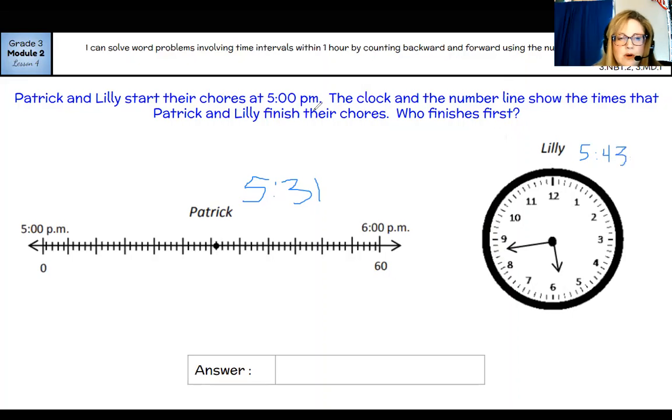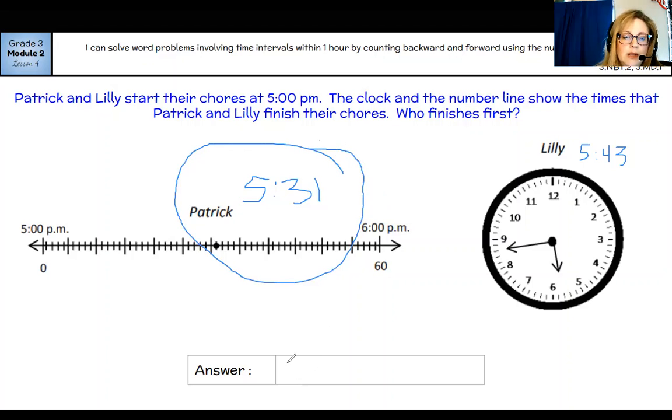All right, let's go back to our problem. It says, Patrick and Lily start their chores at 5, so they both start at 5. It took Patrick 31 minutes to finish his, and it took Lily 43 minutes to finish hers. They want to know who finished first. Well, Patrick was the winner here. He finished first. So in the answer spot, you would write Patrick. So you always want to watch what the question is asking us. Sometimes it's numbers, and sometimes it might be a name, right? So we'll say Patrick. I'll go Pat for short on this one.